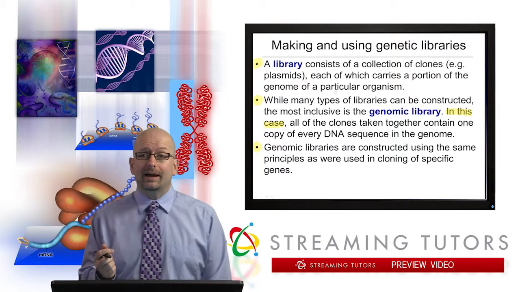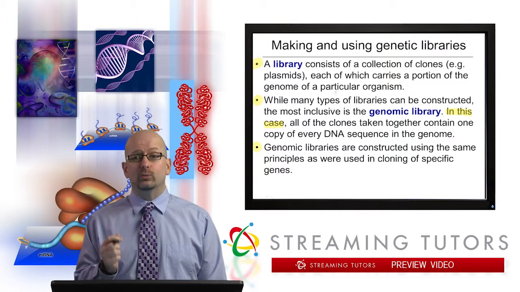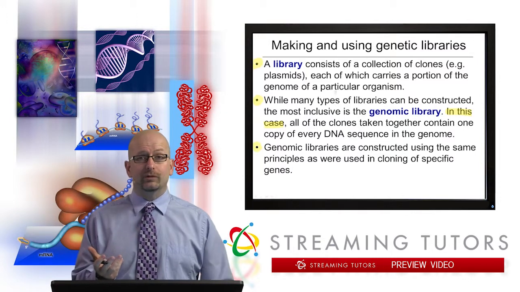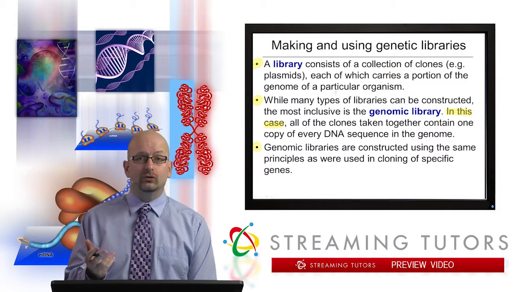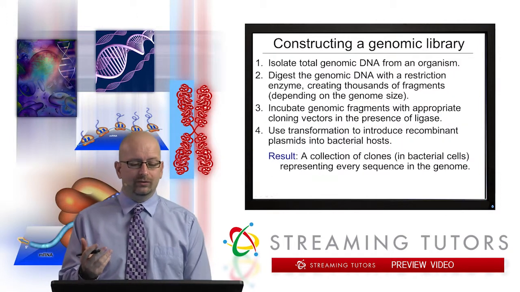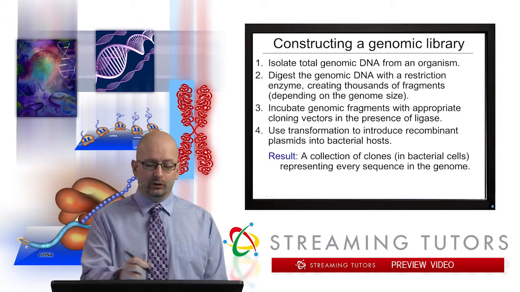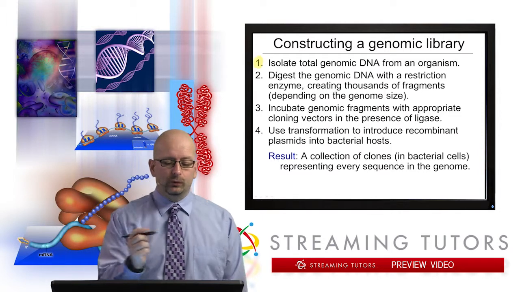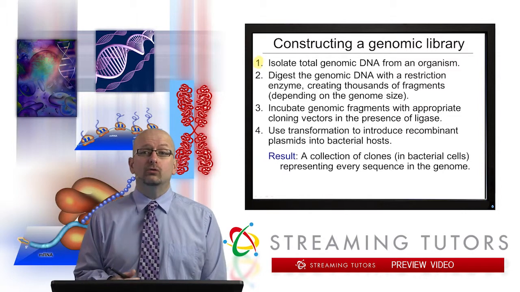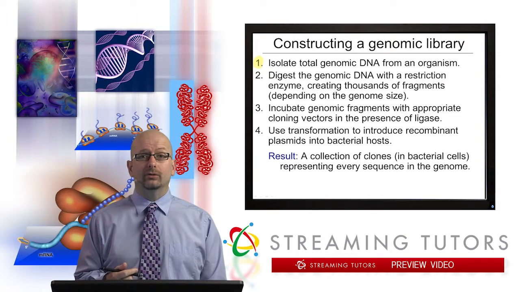You construct the library using the same principles as we used in cloning of specific genes. So we can just remember those tools and things that we used. So how would you do this? And then we can discuss why you might want to do it. The first thing you do is isolate total genomic DNA from an organism. Let's just say it was a human to go along with what we've been doing.